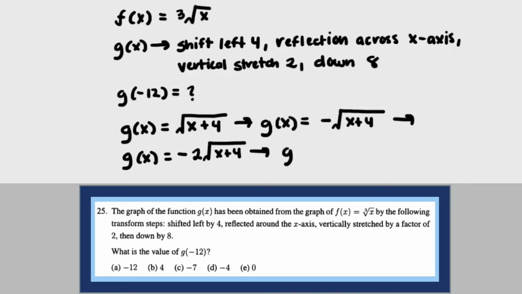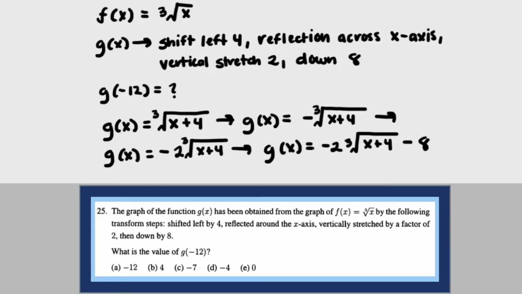So to finalize it, g of x is going to be equal to negative 2. And my bad, this is all supposed to be cube root. So this is going to be cube root of x plus 4. And then shift down is 8, so it's going to be minus 8. So that completes our g of x equation. Basically, g of x is equal to negative 2 times the cube root of x plus 4 minus 8. And they basically want us to evaluate g of negative 12.